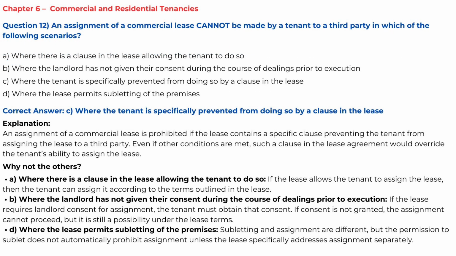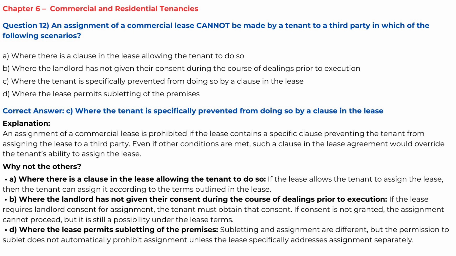Chapter 6. Commercial and Residential Tenancies. Question 12. An assignment of a commercial lease cannot be made by a tenant to a third party in which of the following scenarios? Correct answer. C. Where the tenant is specifically prevented from doing so by a clause in the lease. Explanation. An assignment of a commercial lease is prohibited if the lease contains a specific clause preventing the tenant from assigning the lease to a third party. Even if other conditions are met, such a clause in the lease agreement would override the tenant's ability to assign the lease.